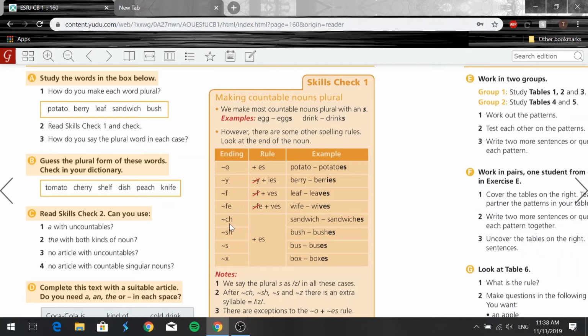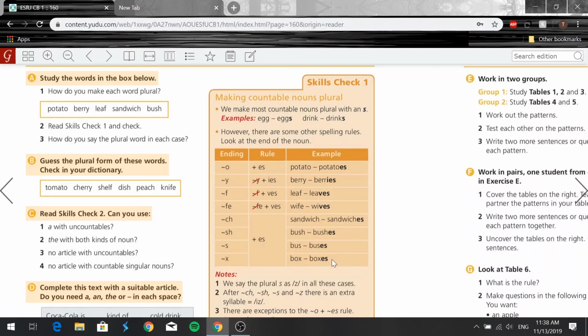Then we have words that end in CH, right? SH, S, and X. When you see all of these final letters, just add ES, okay? So for example, the word sandwich, I'll add ES to turn it into plural, so it'll be sandwiches, okay? Bush, bushes. Bus, buses. Box, boxes, alright?